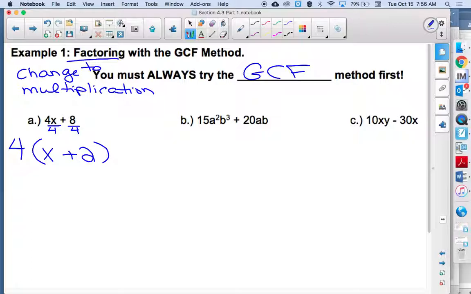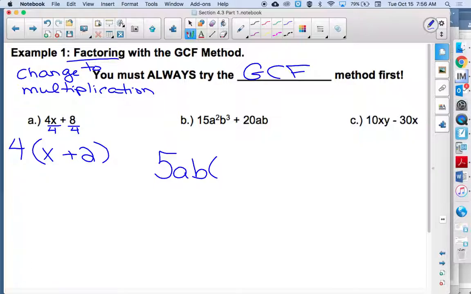Looking at b, 15a squared b cubed plus 20ab. So think of the numbers first, 15 and 20. What do they have in common? Then go to the letters. We have an a and a b. Jack, what do you think? 5ab times 3ab squared plus 4.